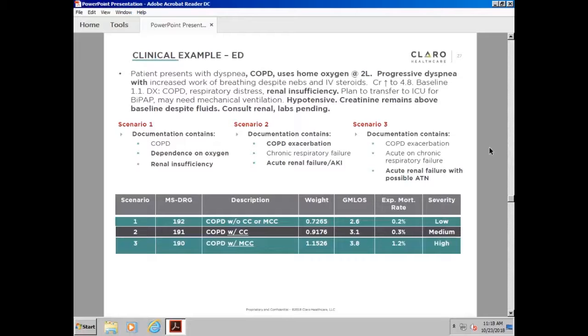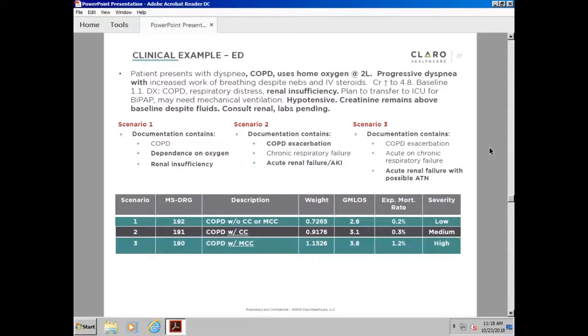But with better documentation, this is a COPD exacerbation. The patient has chronic respiratory failure from his home O2. He's on continuous home O2. And this is acute renal failure. It's not just insufficient, it's failure. Why be insufficient when you can be a failure? That's something one of our nurses says.